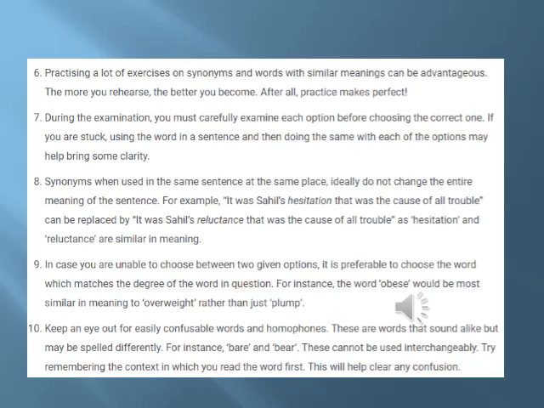Keep an eye out for easily confusable words and homophones. These are words that sound alike but may be spelled differently. For instance, bear and bear. Though they are pronounced in a similar way, they mean different things. They cannot be used interchangeably. Try remembering the context in which you read the word first. This will help to clear any confusion.